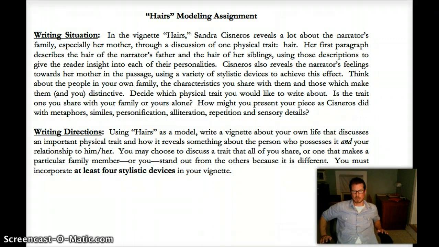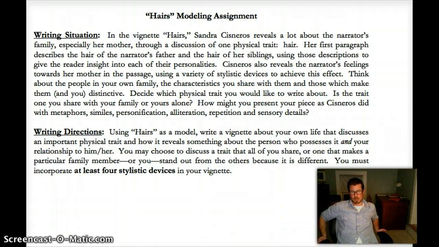Using Hairs as a model, write a vignette about your own life that discusses an important physical trait and how it reveals something about the person who possesses it and your relationship to him or her. You may choose to discuss a trait that you all share, or one that makes a particular family member or you stand out from the others because it is different. You must incorporate at least 4 stylistic devices in your vignette. In a moment I will show you what I mean by those stylistic devices.